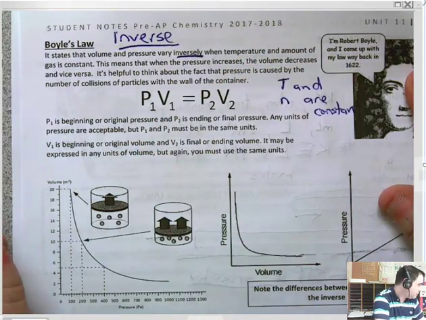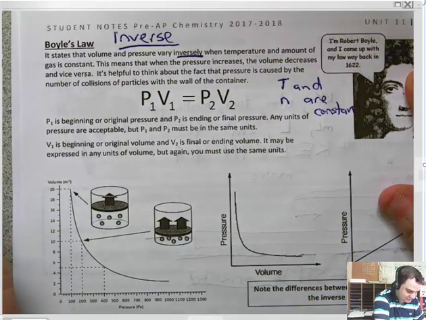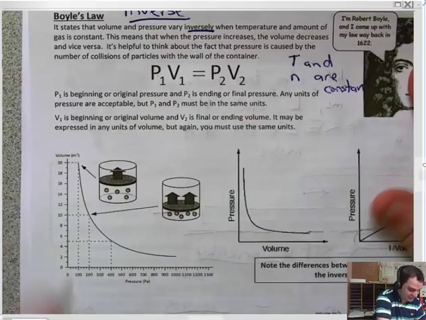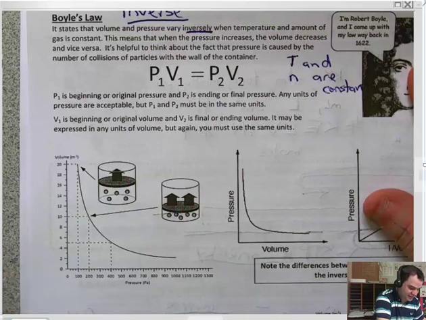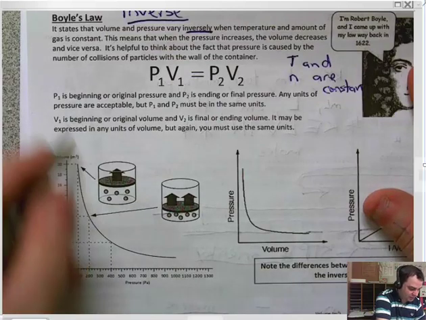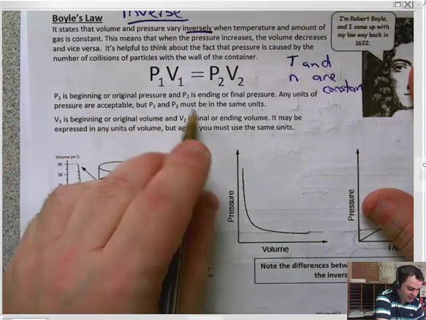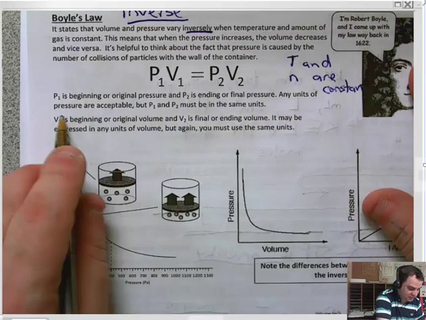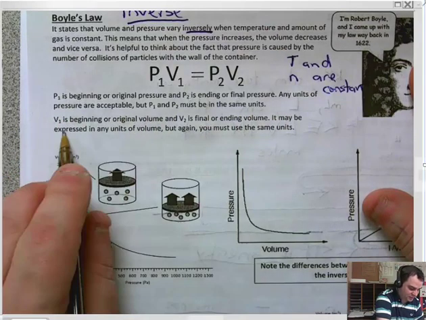You know he discovered the hyperbola, right? Of course we know this. He came up with the hyperbola. Remember these curves. So remember P1 is the original pressure and P2 is the ending pressure. Any units are acceptable. It has to be the same for the volume here.